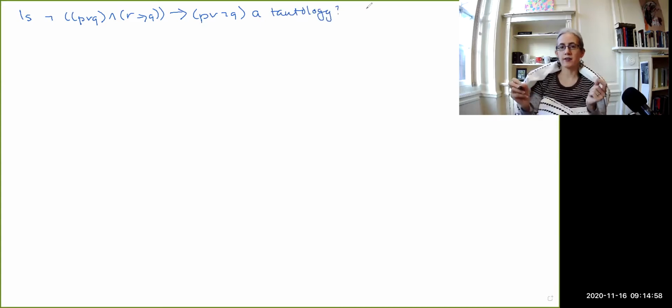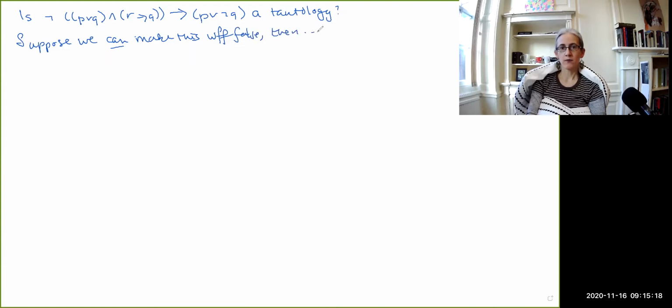So remember that the way to answer this question is to turn it around and ask another question, namely, is it possible to make this formula false? So let's just go ahead and suppose that we can. Suppose we can make this well-formed formula false. Then what do we know? We know first that the value of the antecedent, so not (P or Q) and R implies Q, has to be true. And the second thing that we know is that the value of the consequent, P or Q, is false.